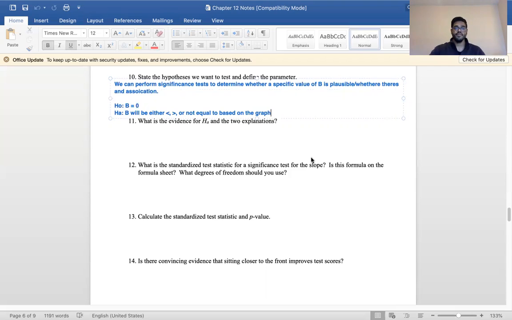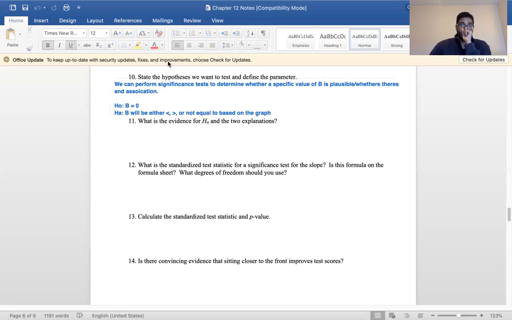Okay. And if your beta is going to be equal to 0, that's showing you there's no association, right? Because the slope isn't increasing or decreasing, right? One isn't increasing, the other one is, or it isn't decreasing. So if you show that your beta is equal to 0, then you can show that there's no association.